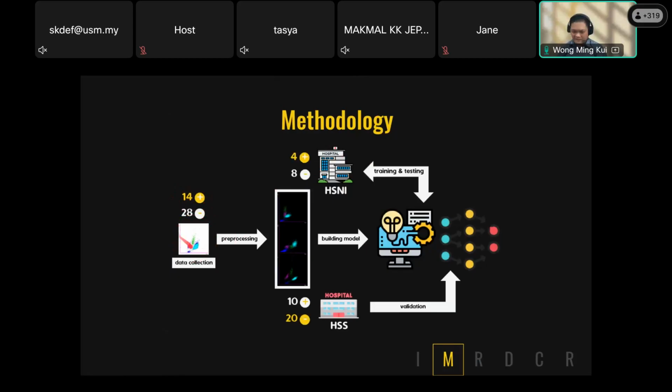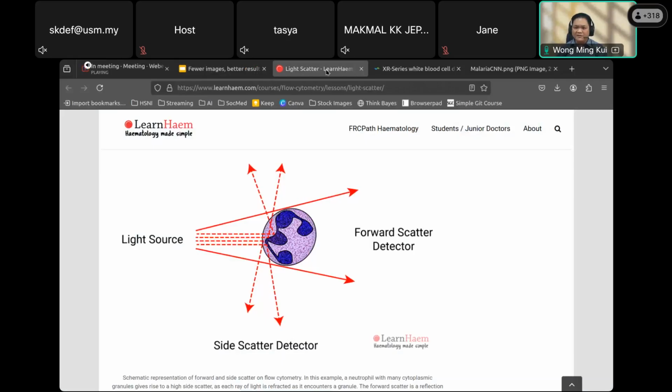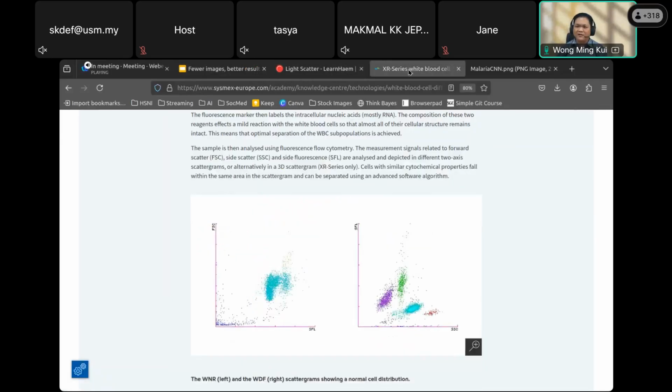So what are scattergrams? I think those of you who work in a hematology lab are quite familiar with what a scattergram is. But here I try to show you what scattergrams are. I think most of us were familiar with FBC analysis, and the machine will produce a graph. We call them scattergrams here. It is something like this.